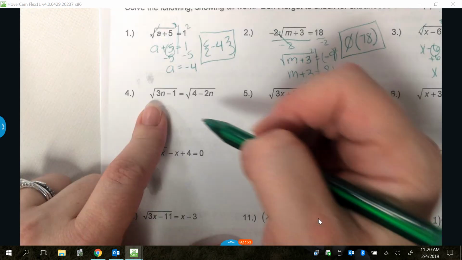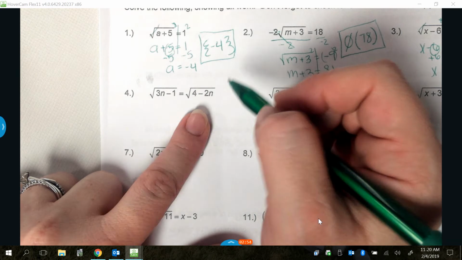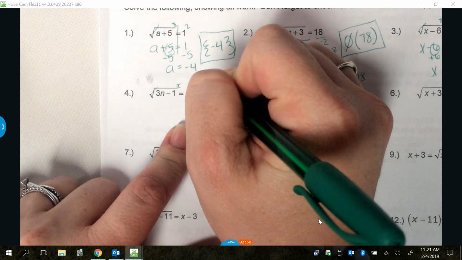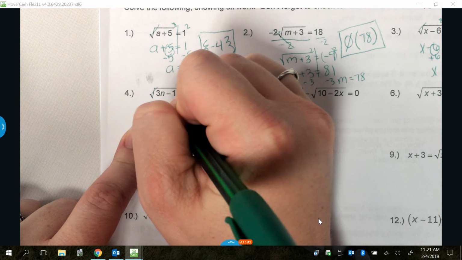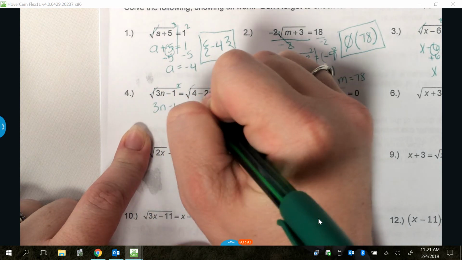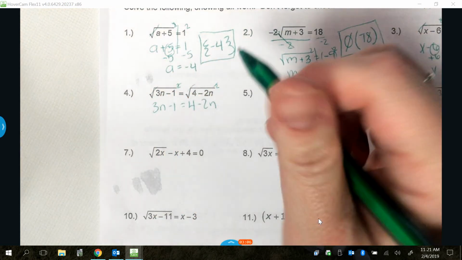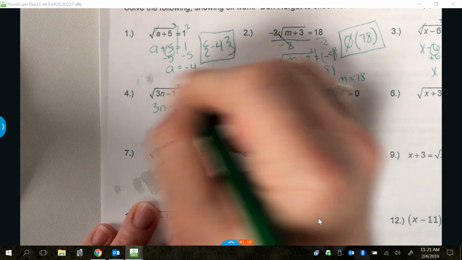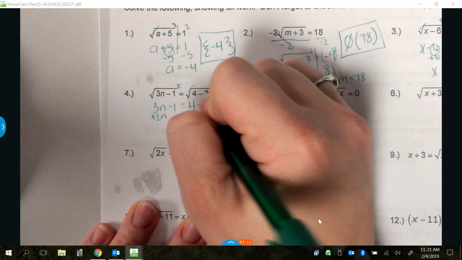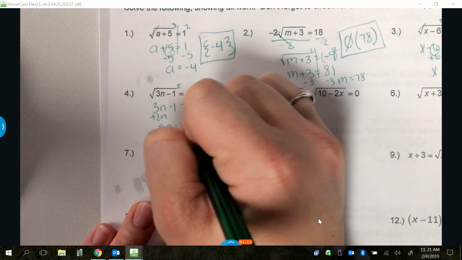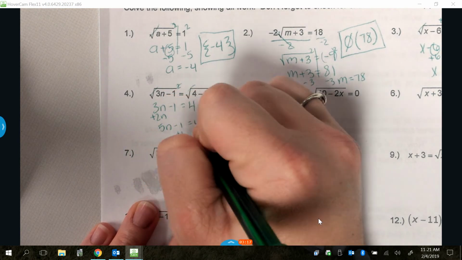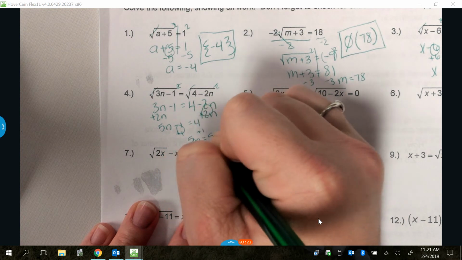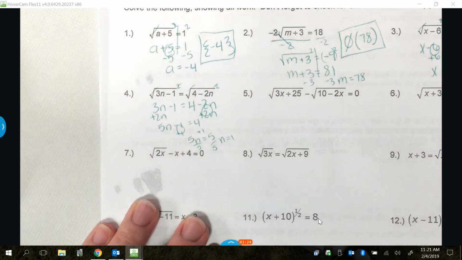So number 4, we have a radical alone on both sides, so then we can just square it, and that cancels both of the radicals. So we get 3n minus 1 equals 4 minus 2n. And now we need to get all the letters on one side and all the numbers on the other. So I'm going to add 2n to both sides. This gives me 5n minus 1 equals 4. So plus 1, 5n equals 5, divide by 5, n equals 1.